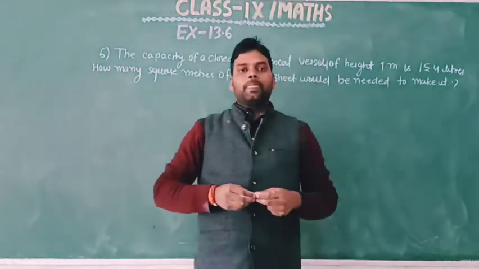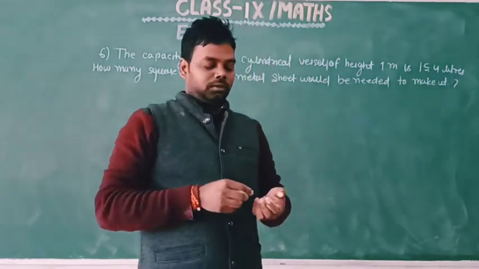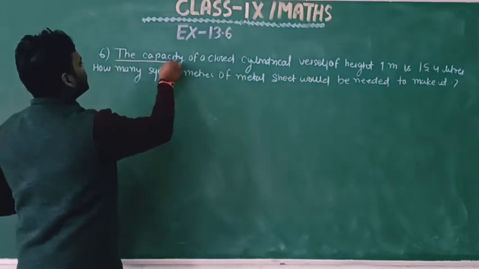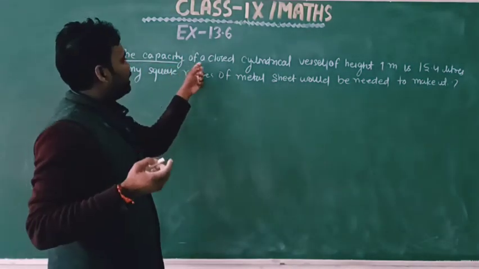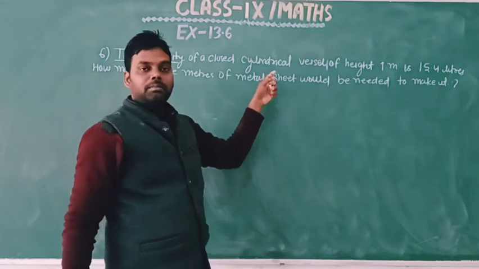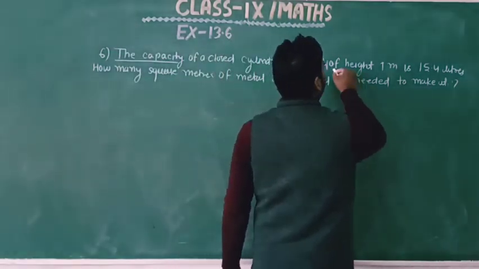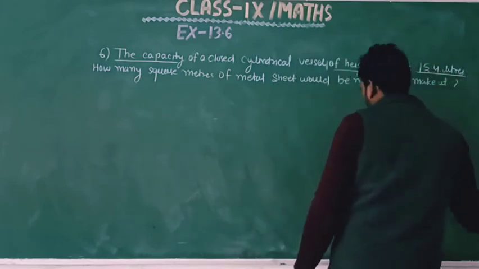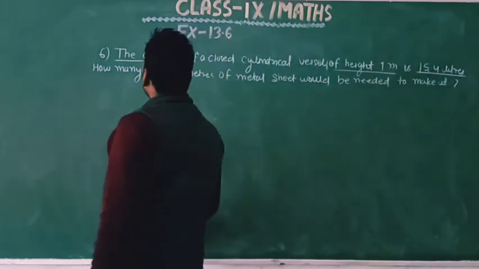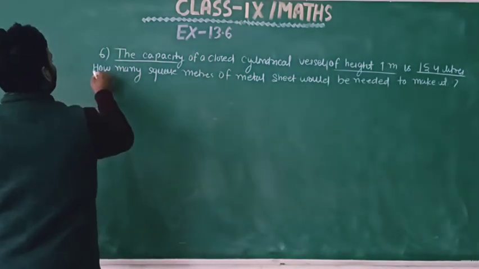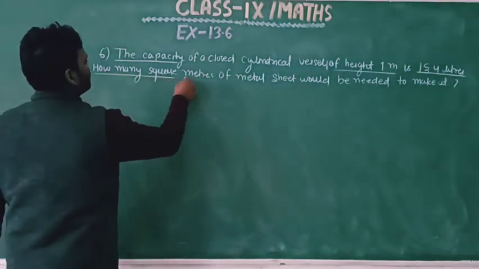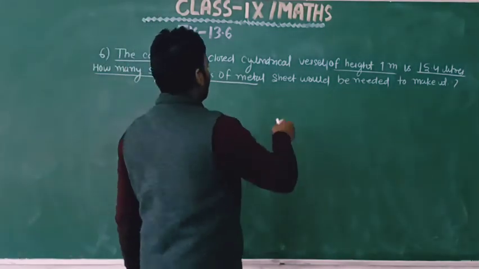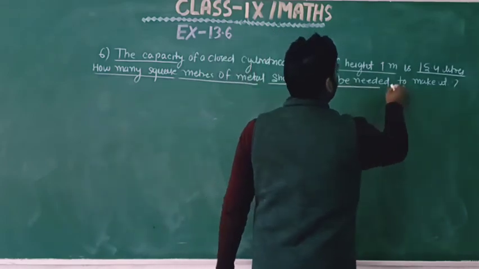Now move to question number 6. In this question, it has been said that the capacity of a closed cylindrical vessel of height 1 meter is 15.4 liter. Then how many square meter of metal sheet would be needed to make it?